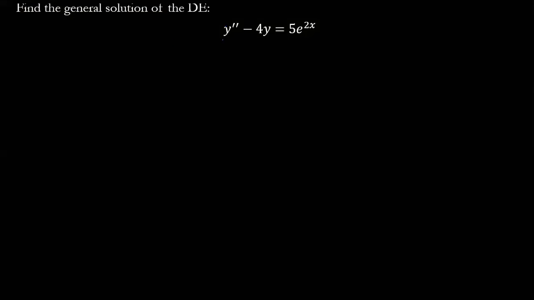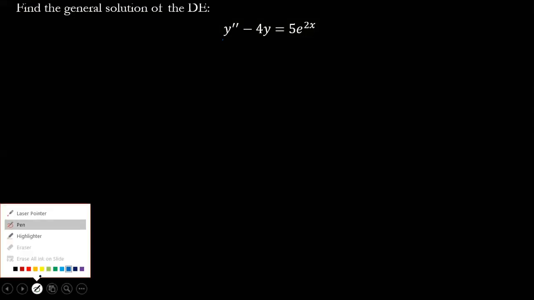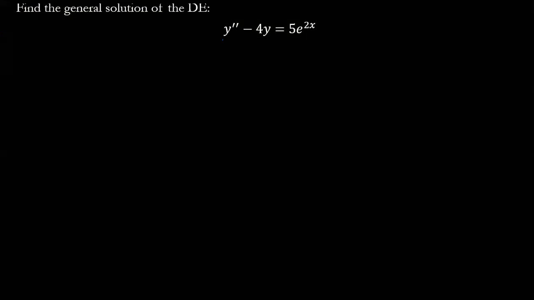And I'm going to solve here the problem. The first one, he need me to solve this differential equation. Now let me use the yellow. Here the solution. As we agreed, first step is to solve the homogeneous equation: y double prime minus 4y equals 0.